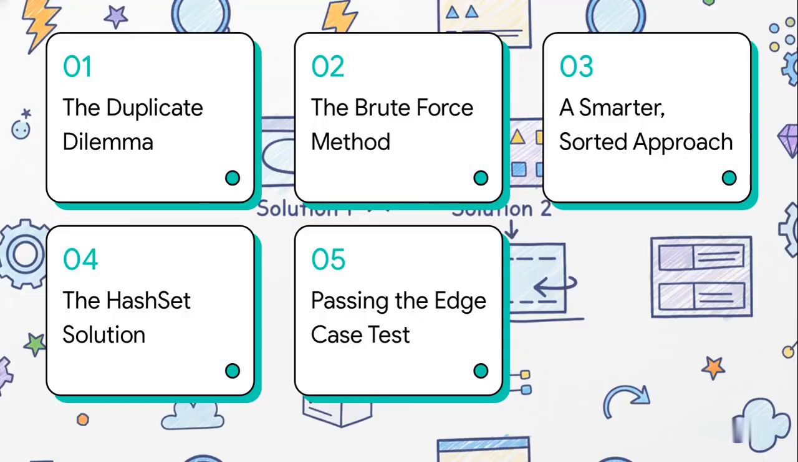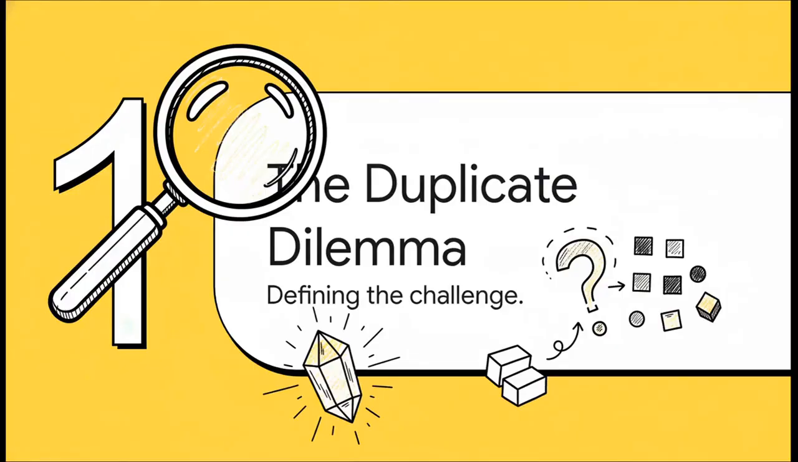So here's our roadmap. First, we'll break down the problem itself. What are we even trying to do? Then, we'll look at the most obvious solution, the brute force method, and see why it's, well, not great. From there, we'll try a smarter approach using sorting before we finally land on the gold standard solution with a hash set. And to wrap it all up, we'll make sure our best solution can handle any weird curveballs we throw at it.